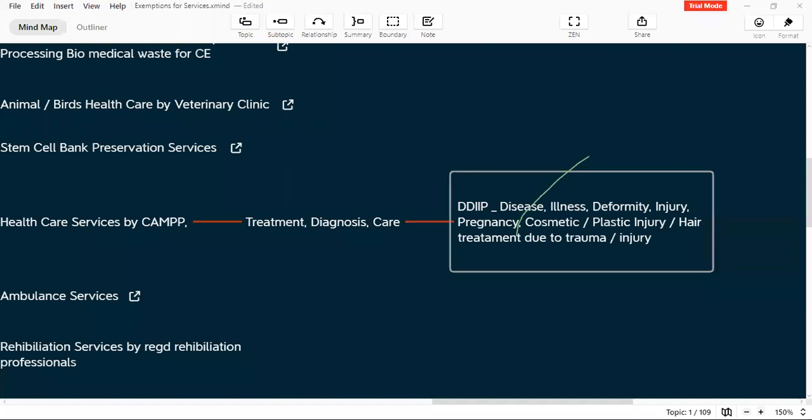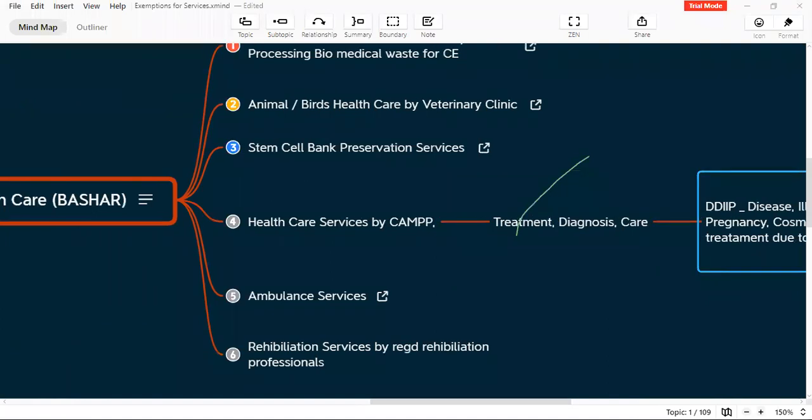Fine. So this is about the BASHA, which we are discussing. You can recollect it in parallel: B represents biomedical waste treatment plant, A represents animal health care, S represents stem cell banks, and H represents healthcare services. And these healthcare services must be by a doctor, a hospital, or a paramedic.